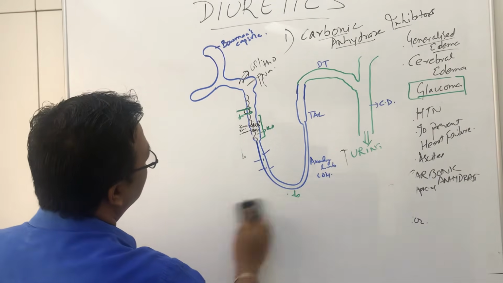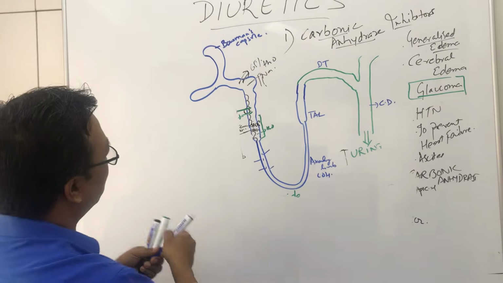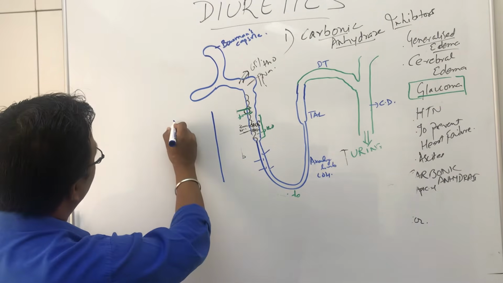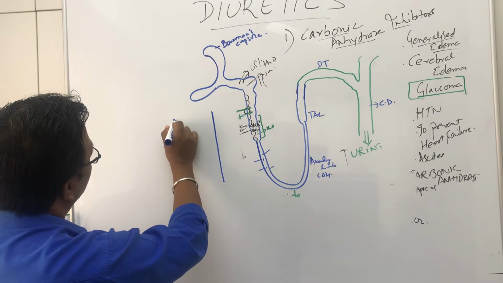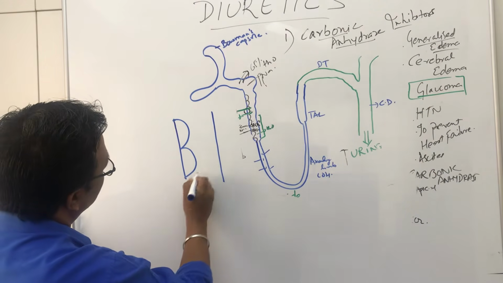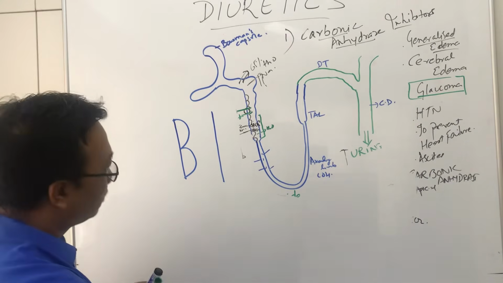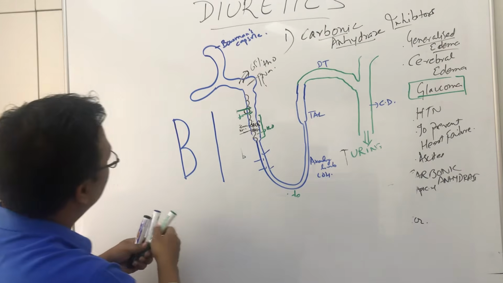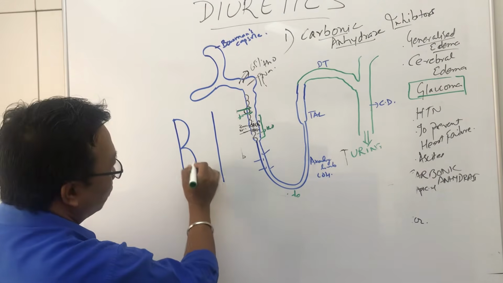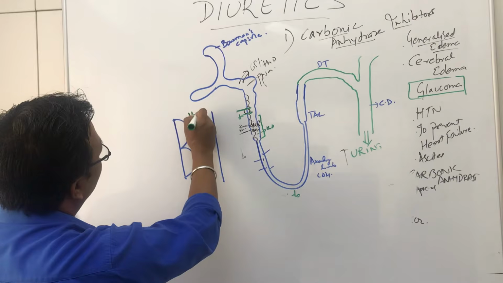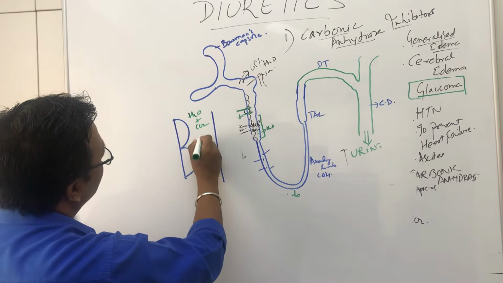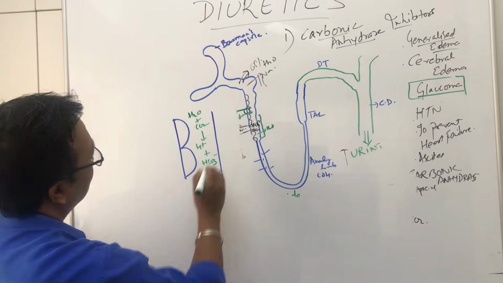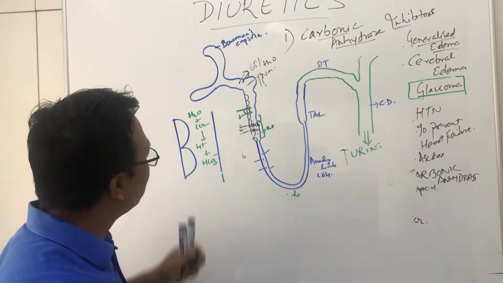Okay, let me take this portion of the proximal tubule here. This is the proximal tubule, and these are the cells. This is called the apical border. This is called the basolateral border. So usually what happens here? Water combines with carbon dioxide and forms hydrogen ion and bicarbonate.